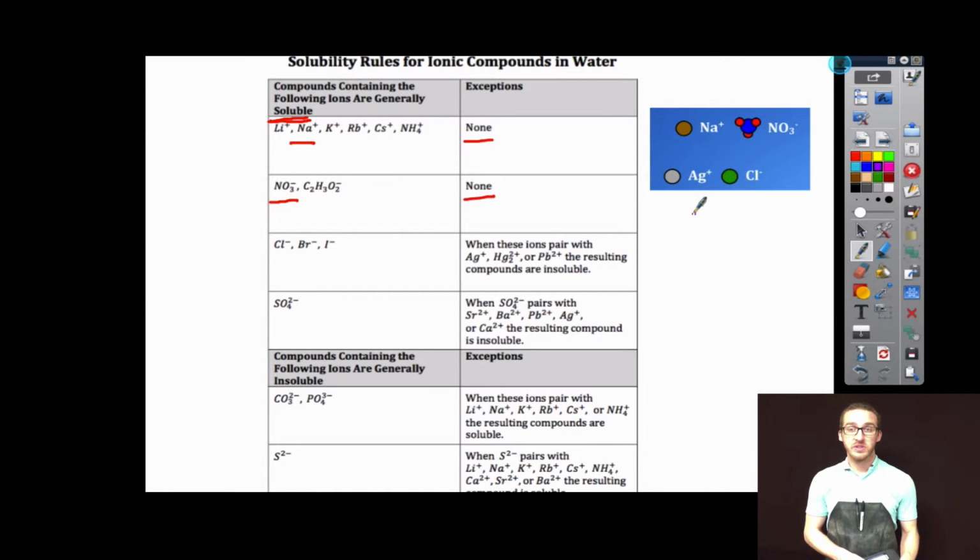Now let's think about the solubility of this potential compound, silver chloride. As I scan my list, here's the chloride ion. Salts containing the chloride ion are typically soluble. However, when the chloride ion is paired with silver ion, the resulting compound is insoluble. So my solid precipitate that forms is going to be silver chloride.